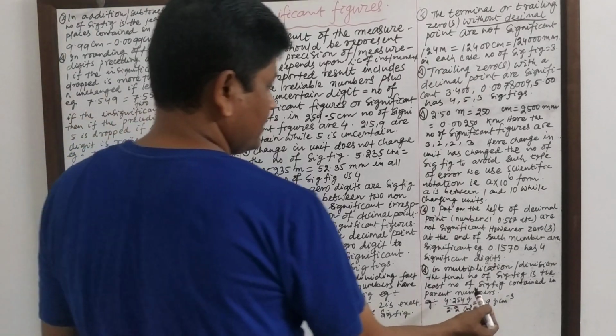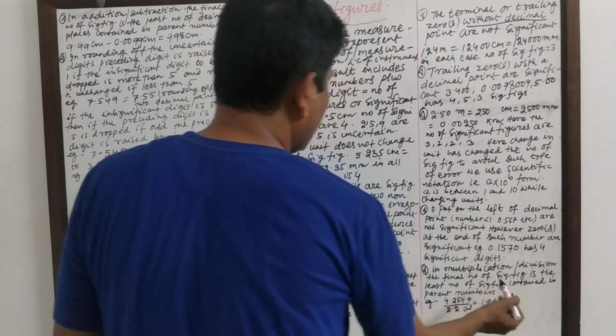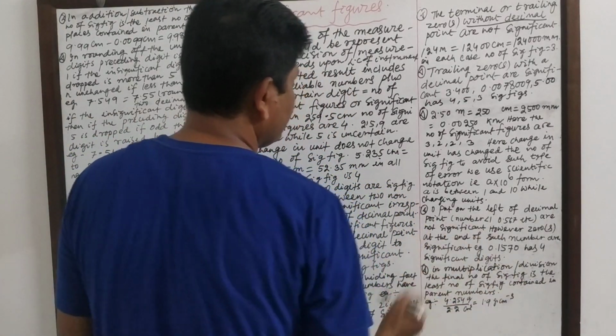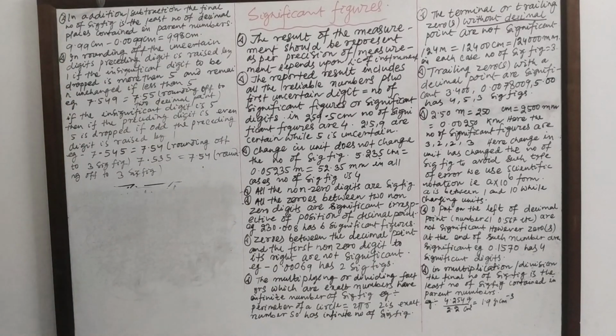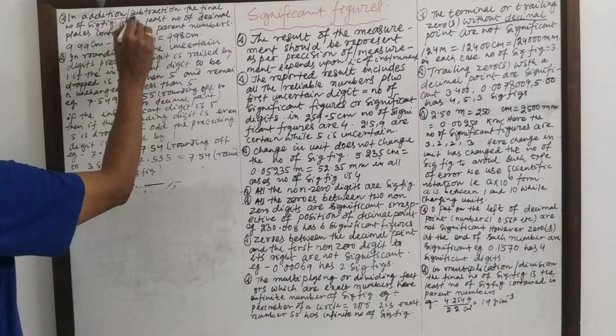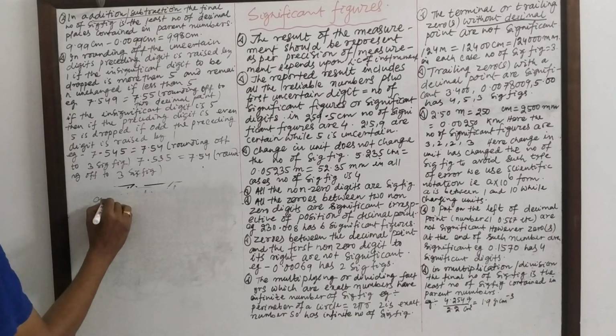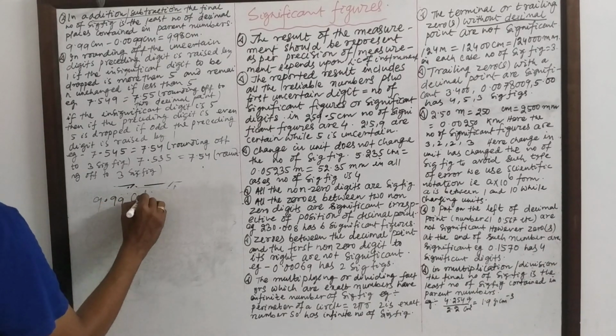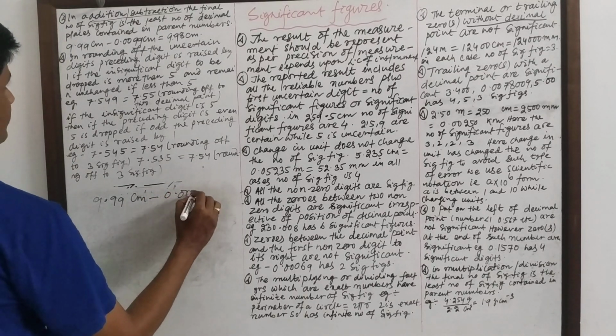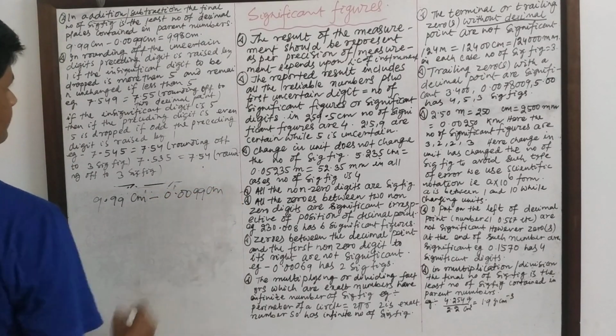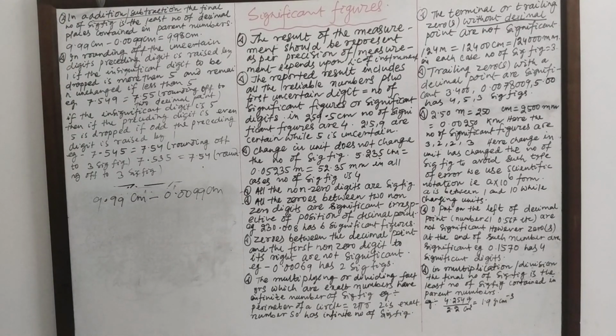Remember that in multiplication we have to count the least number of significant figures. But in addition and subtraction we have to count the least number of decimal places. Take an example: 9.99 cm minus 0.0099 cm. In this case, what happens? We have to subtract it as per the significant figure rule.